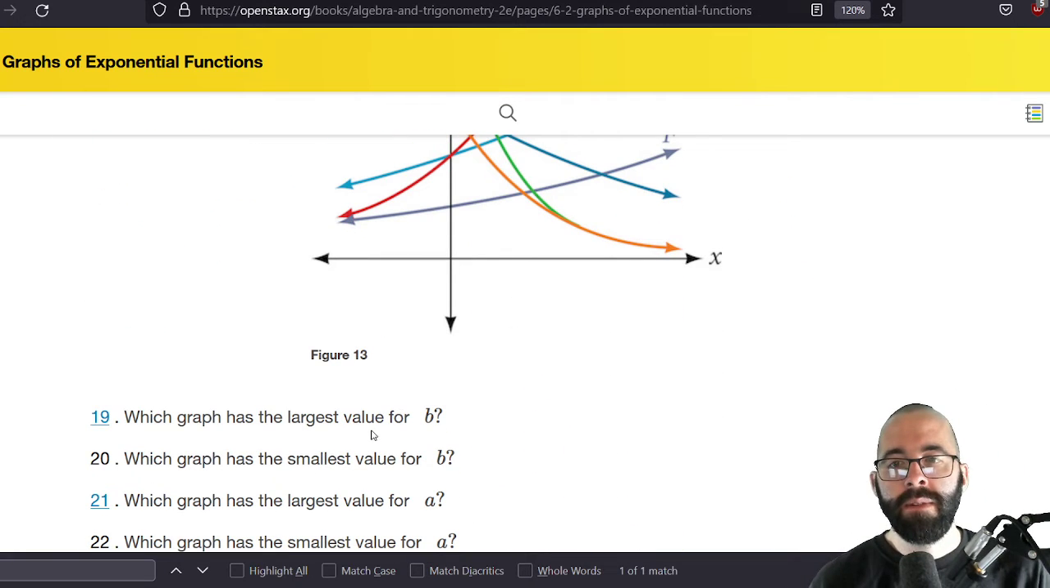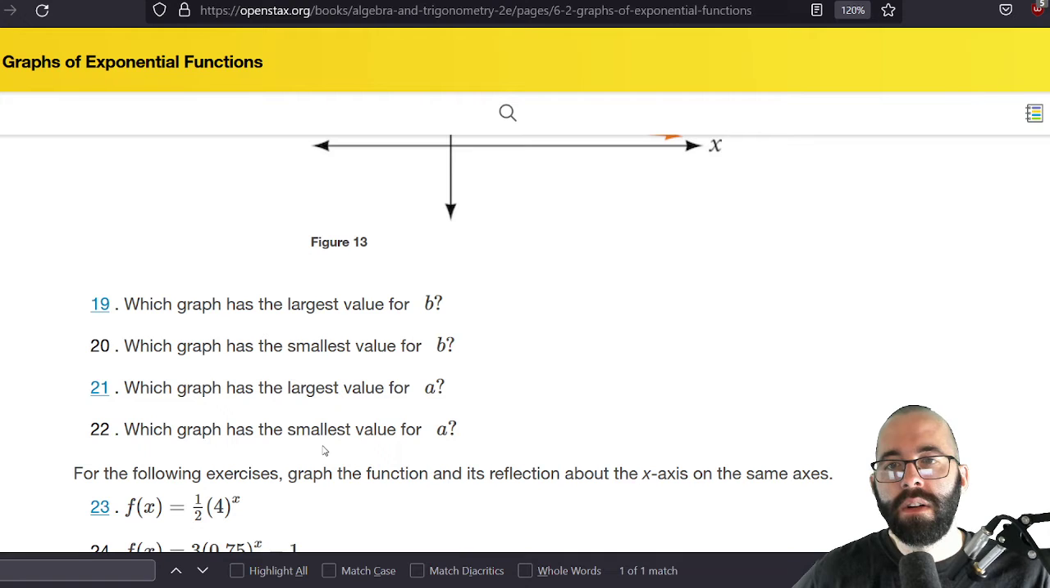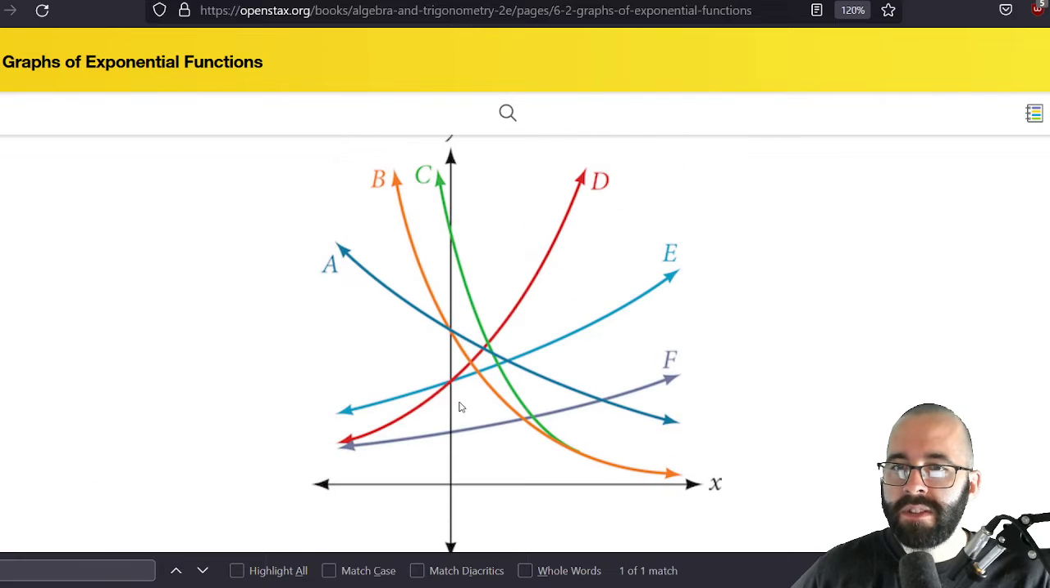Let's also do number 20. Which graph has the smallest value for B? So if B is bigger than 1, then it's asking for the smallest growth rate, which would be F. But it doesn't tell us that, right? That's where this is a little tricky.